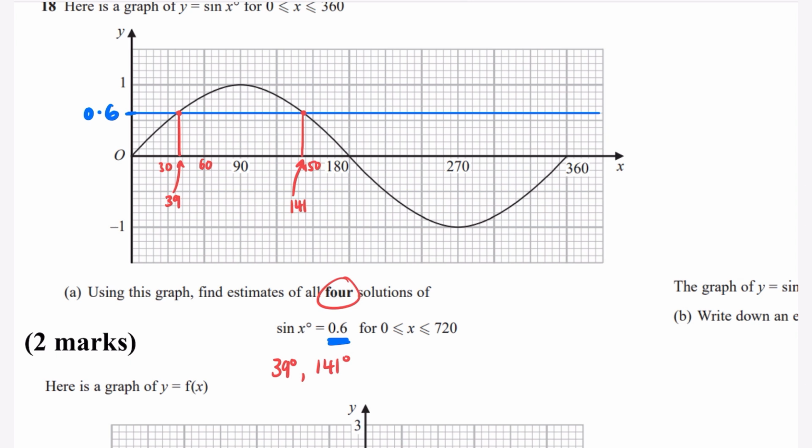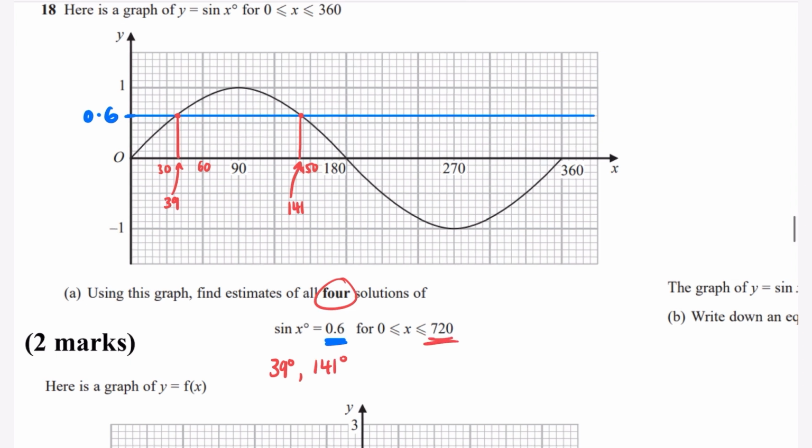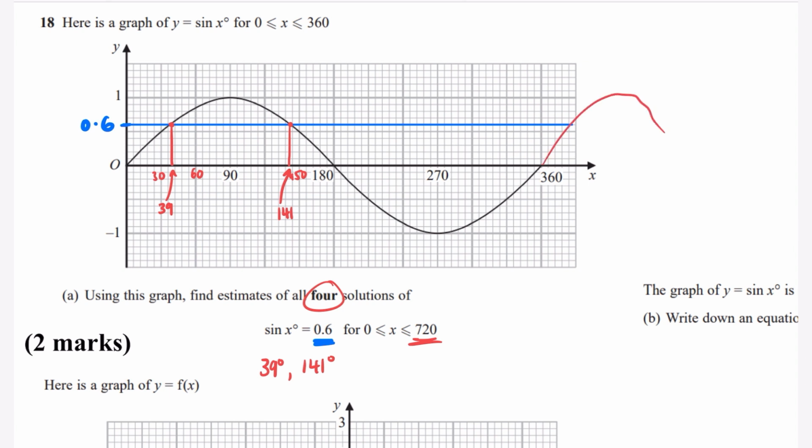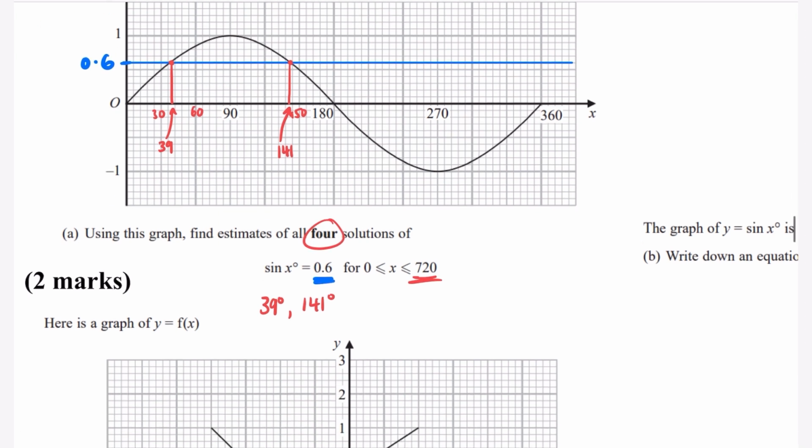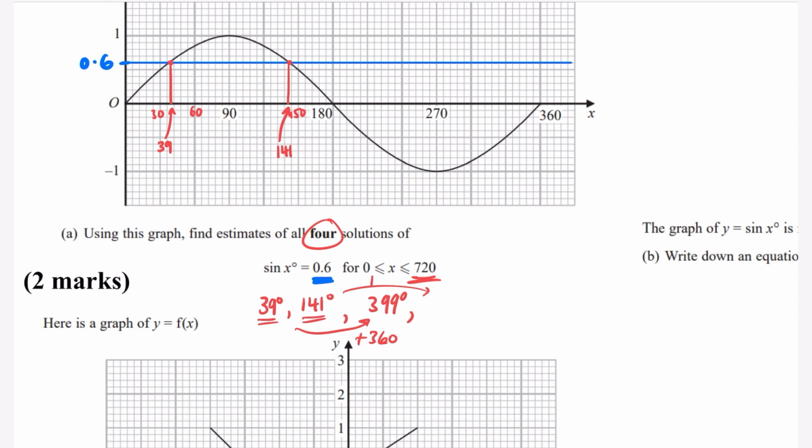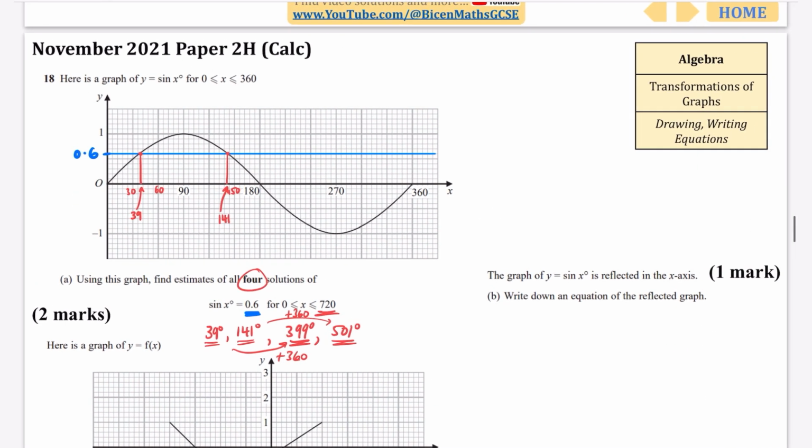But it says 4 solutions, and because the graph goes all the way up to 720, you have to know that the graph is going to repeat and do that whole process over there. So there are going to be 2 more solutions at this stage here and here. Now, if you know anything about the sine graph, you know that it repeats every 360 degrees. So I can take both of these answers and just add 360 to them to get the next ones. So if I add 360 to 39, I get 399 degrees. And then if I also add 360 to 141, I would get 501 degrees. So let's see if we've got these right in a second, but we'll do the transformation ones first of all.